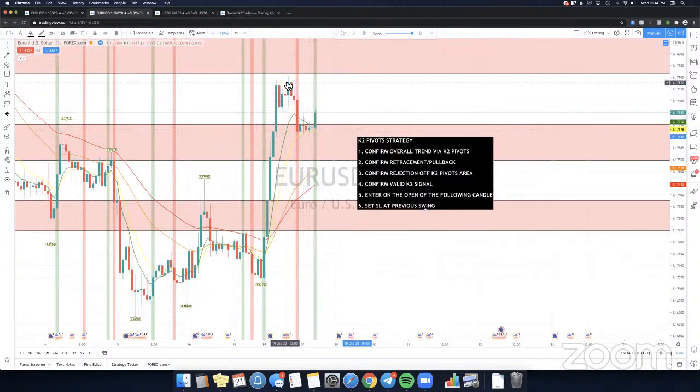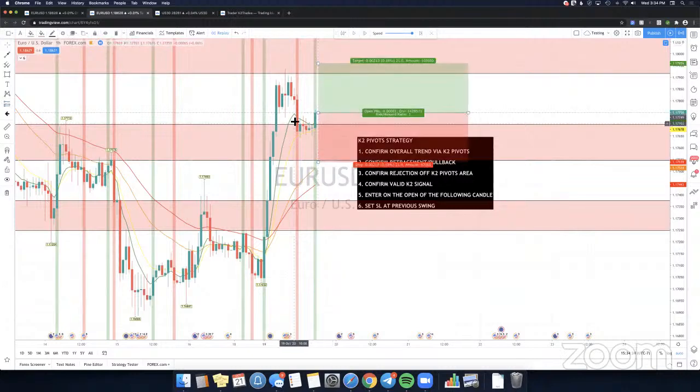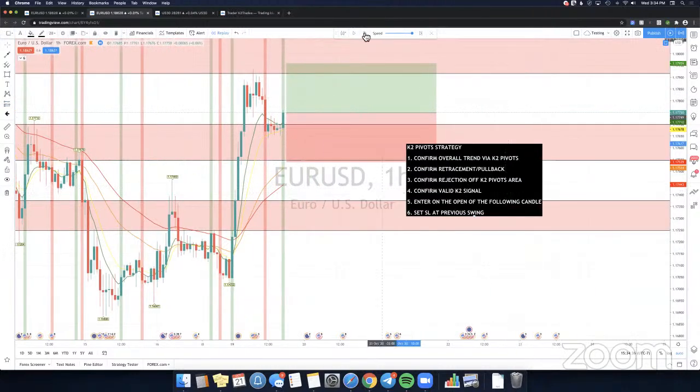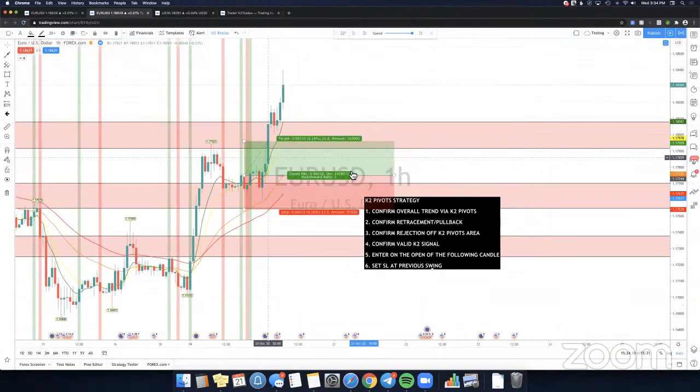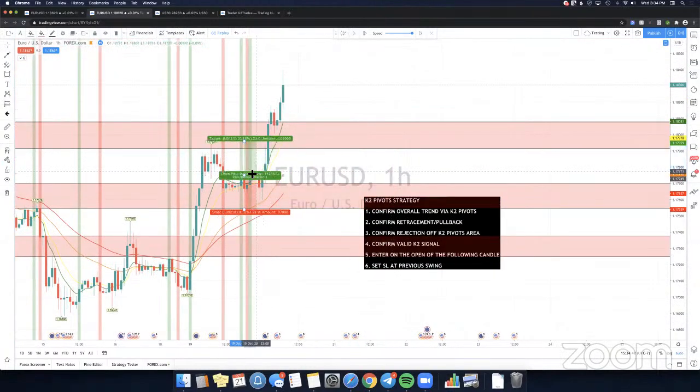We have a retracement right here because price comes up, then it retraces downwards. Then we have the rejection right here off the K2 pivots area. The requirements have been met. And the last one here, we have a valid K2 signal. So since all those requirements have been met, we can enter a long position right here. And then could let that run. And there you go, hit full TP right there. So that hit full TP.